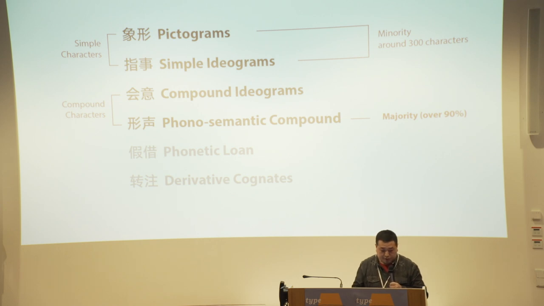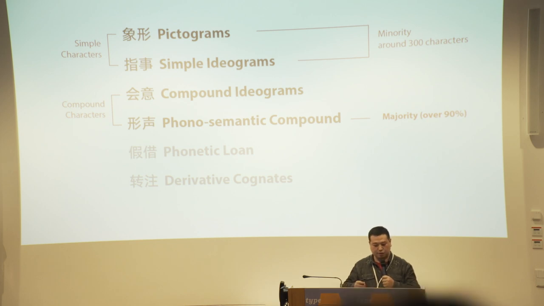For pictograms, it's simple. If you want the character of the sun, you just draw the sun. For the simple ideograms, it's also easy to understand. One stroke means one, two strokes means two, and three strokes means three. But these simple characters are only the minority of the Chinese character set. There are only about 300 characters, and for the most part, Chinese characters are compound characters.